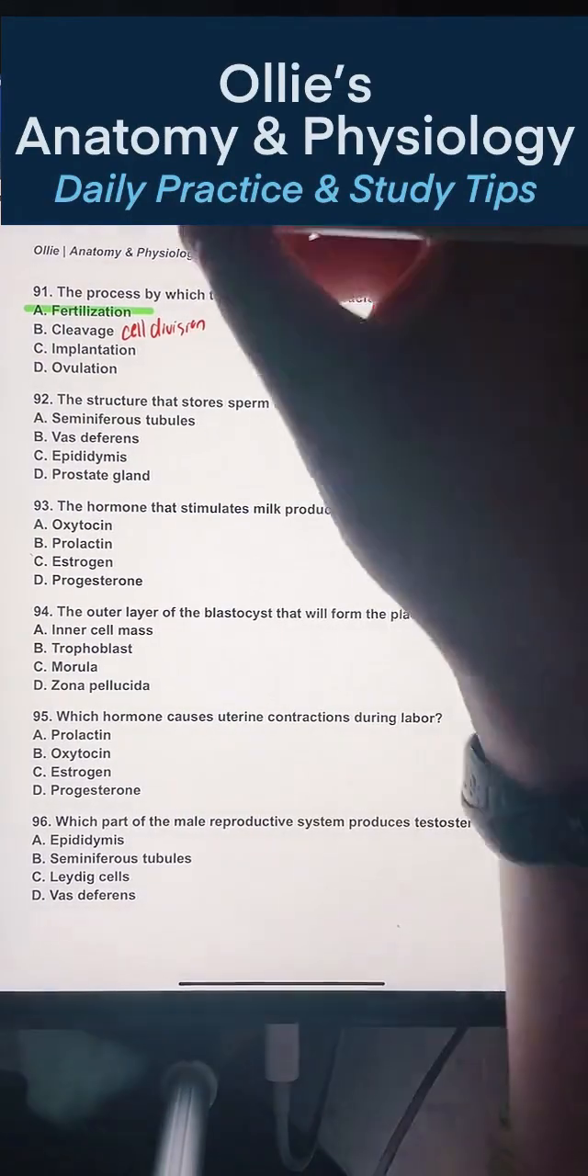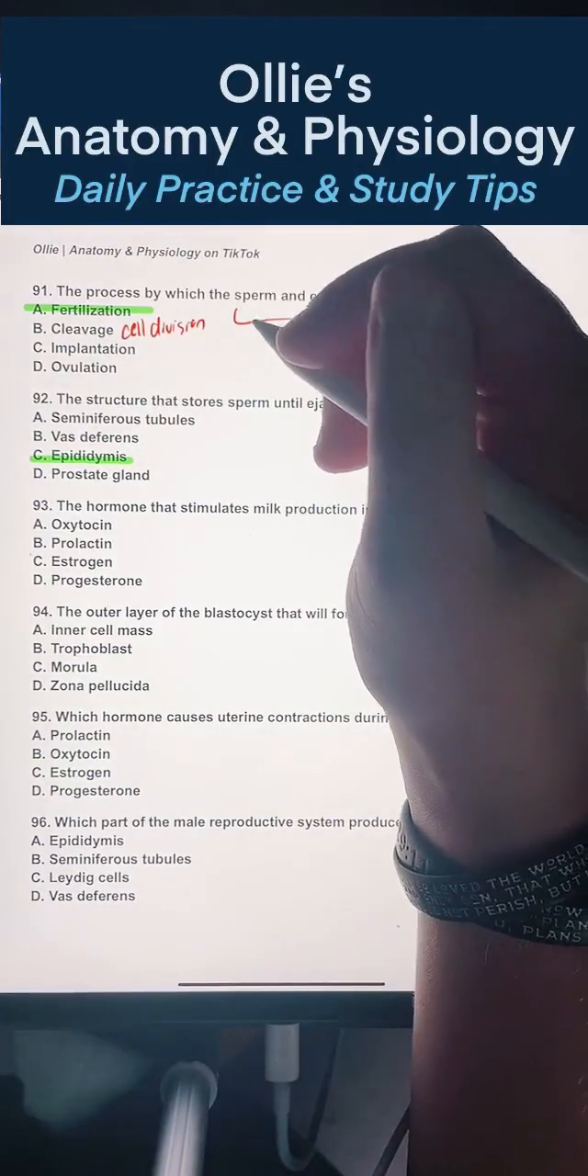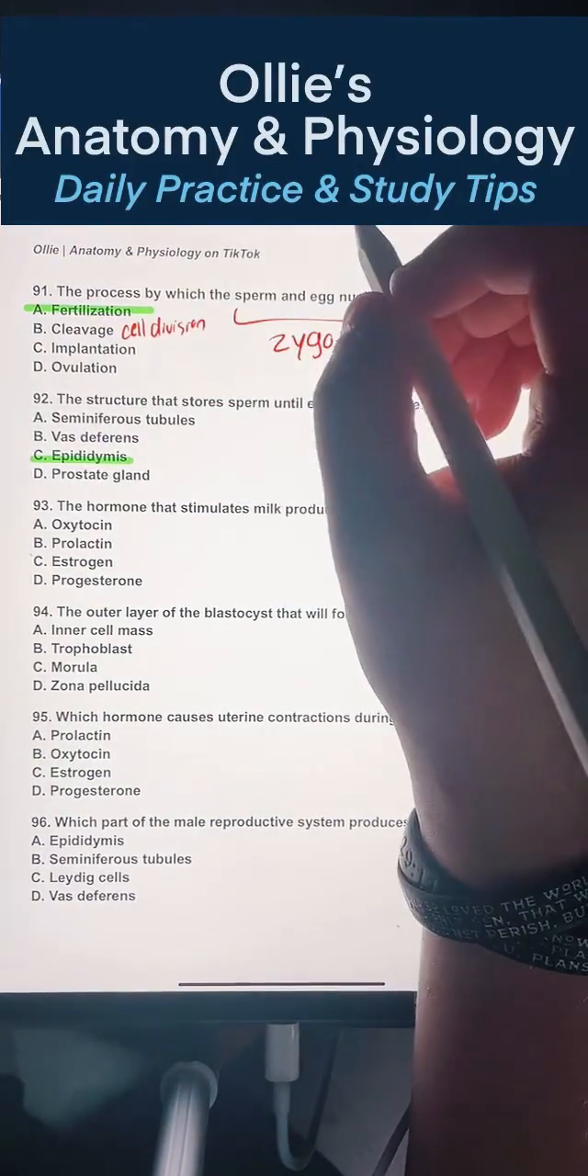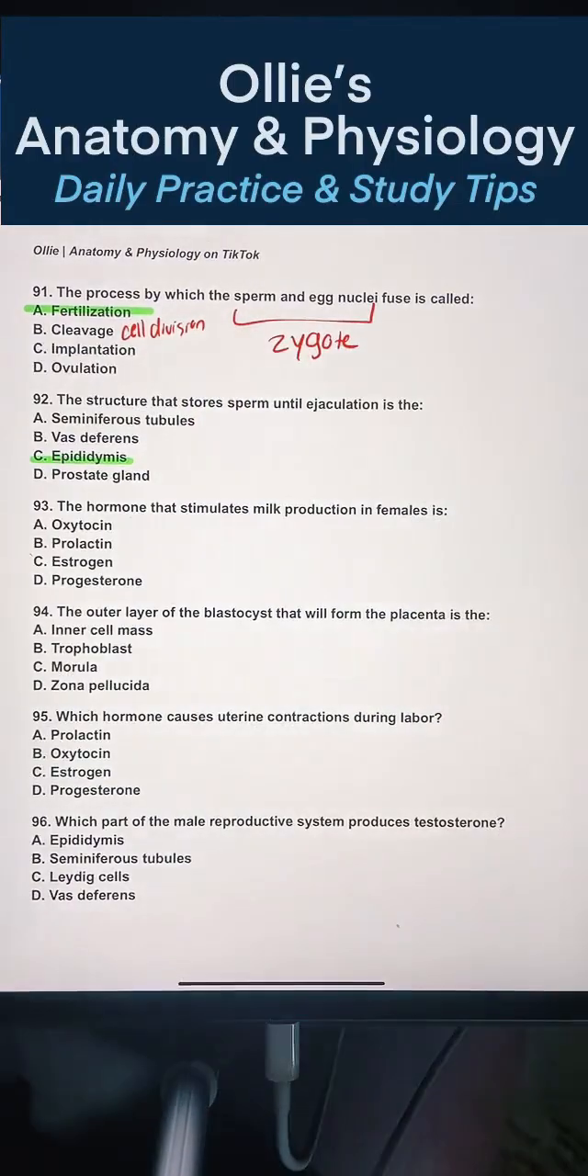Number 92, it is the epididymis. The epididymis stores sperm and matures it until it gets ejaculated. Answer choice A, seminiferous. That's where spermatogenesis occurs. That is sperm production. Vas deferens transports. Prostate gland adds fluids.